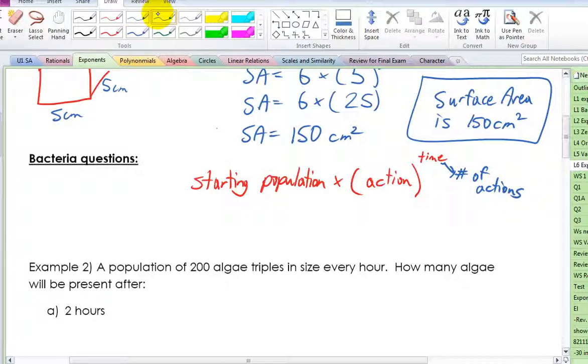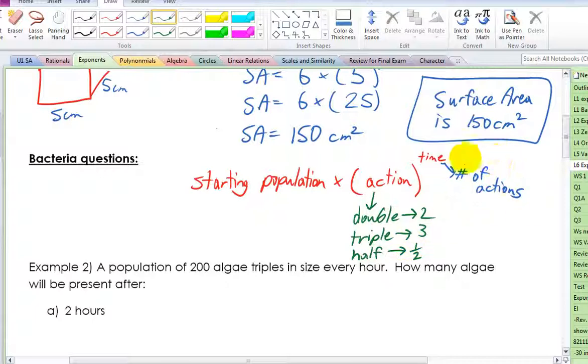So what do I mean by actions? Well, I'm going to say the bacteria doubles. If I say doubles, or double, what number do you think would reflect that? 2. If I say triple, what number do you think would reflect that? Good. If I say half, what number would that be? Half. Exactly, 1 over 2. Don't give me the decimal there. Give me the fraction. Okay?